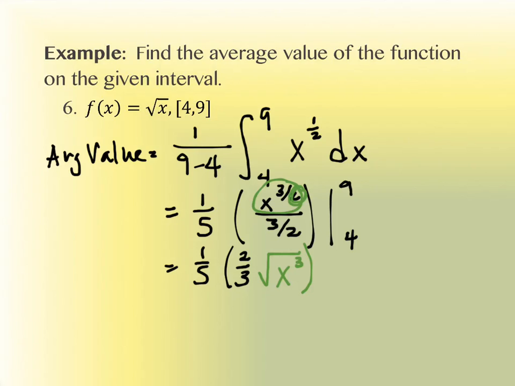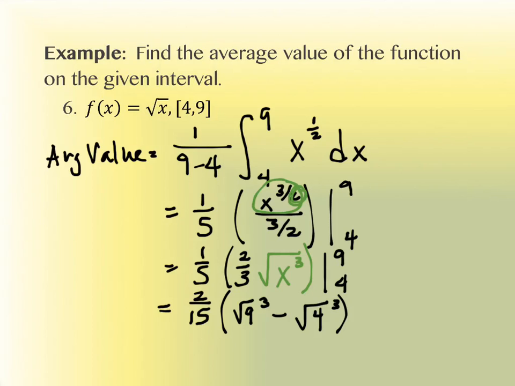The reason that's nice is because 9 and 4 are both easy to take square roots of. That's really why we want to do it. So I've got this 1/5 and this 2, I'm sorry, let me write that 9 and 4 in here. I've got the 1/5 and the 2/3, so that's actually 2/15, right? And we're going to evaluate that with the 9 in the place of x, so this is the square root of 9 cubed. Then we subtract, evaluating with the square root of 4 cubed.